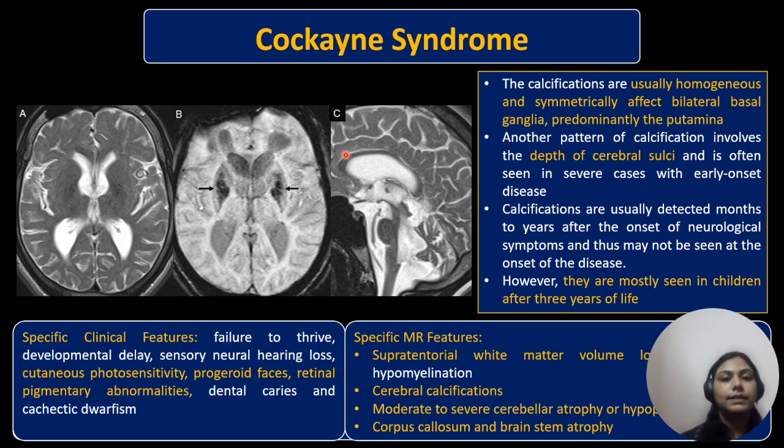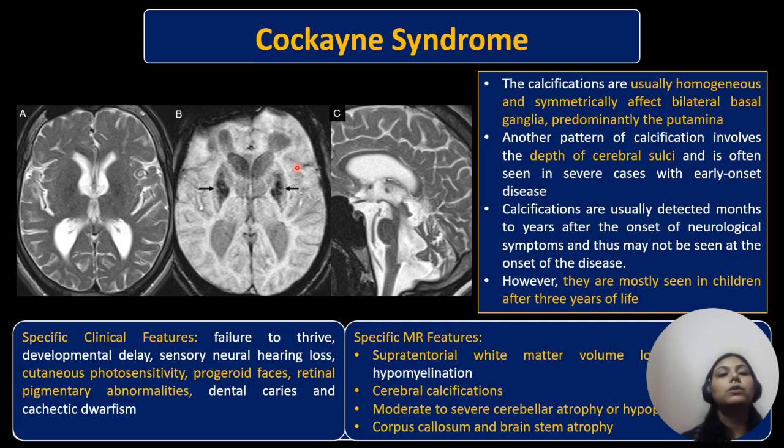What is characteristically present is calcifications, which are usually homogeneous, affecting bilateral basal ganglia, predominantly the putamen. Another pattern of calcifications can be along the depth of cerebral sulci, though these are more associated with a more severe form of the disorder. These calcifications may not be detected, especially if the child is very small, less than 3 years of age, and we may require a non-contrast CT to detect them.